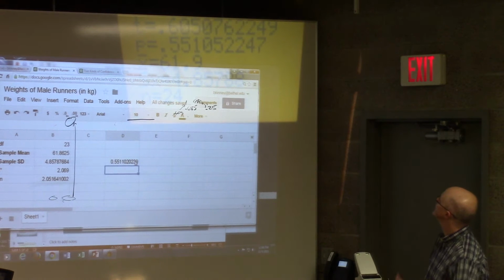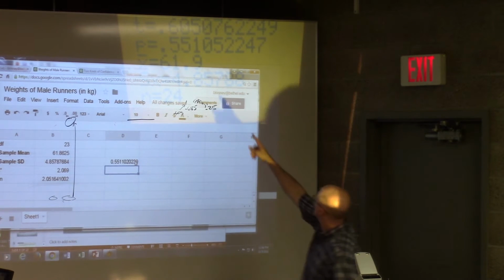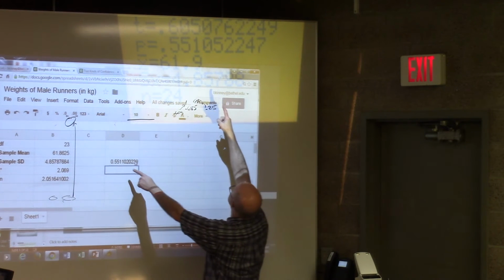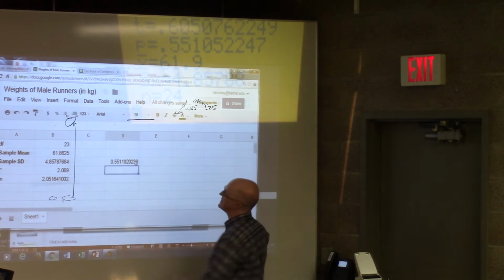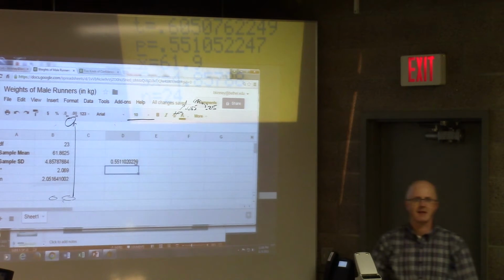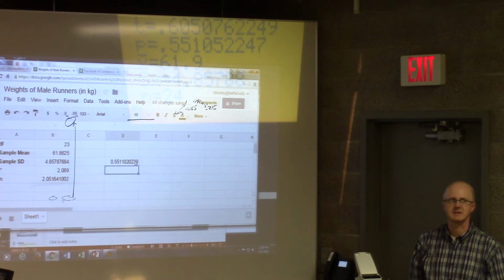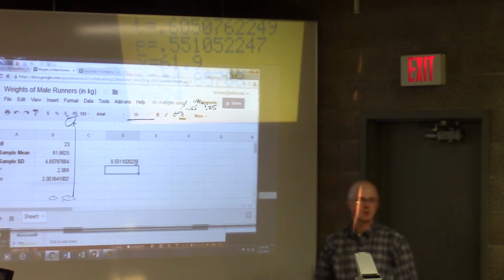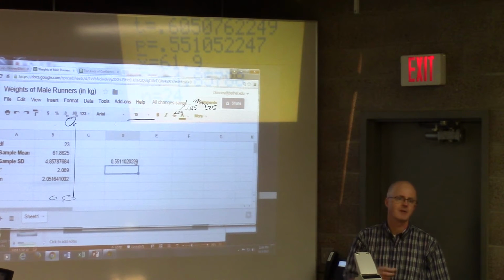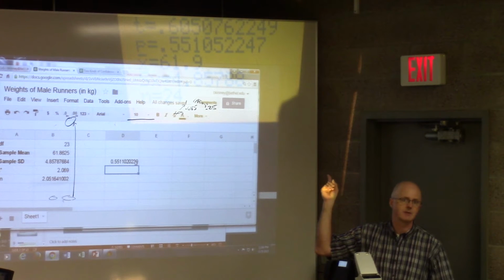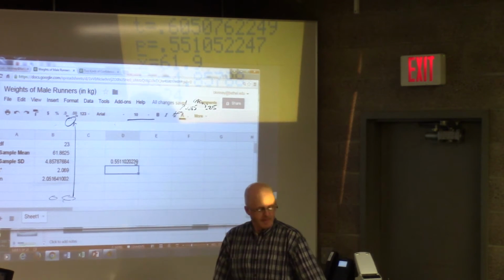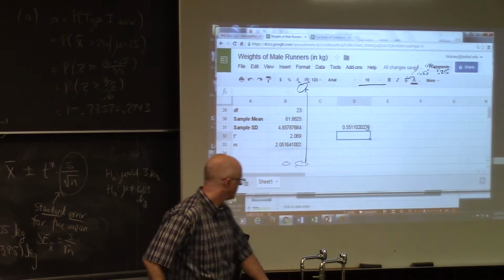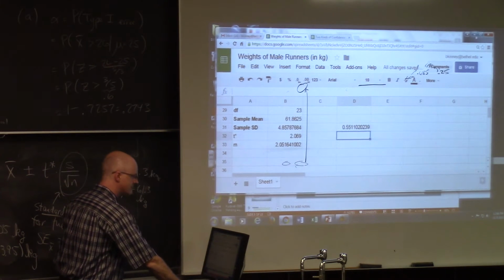The p-value, there it is, 0.5511 approximately. It's rounding differently than the spreadsheet is. I'm not sure why. But at least they're the same to two decimal places, 0.55. Okay? That's the way you can do it. Actually, it's probably because I rounded x bar when I typed it in there, and I rounded s. That's probably the reason. So you can do that with the calculator as well.